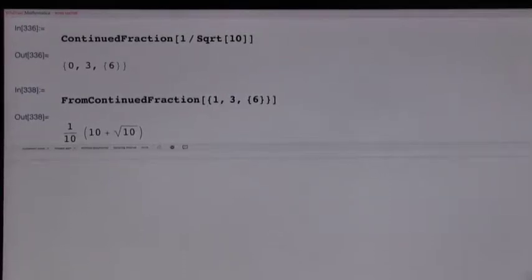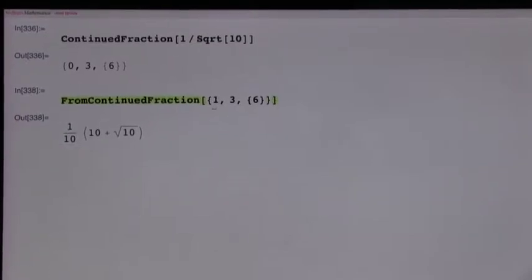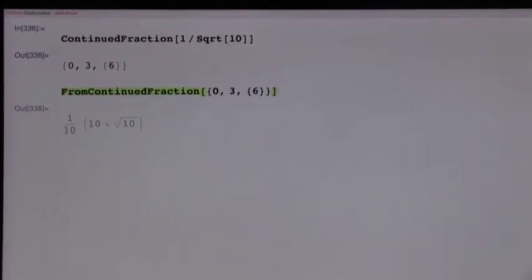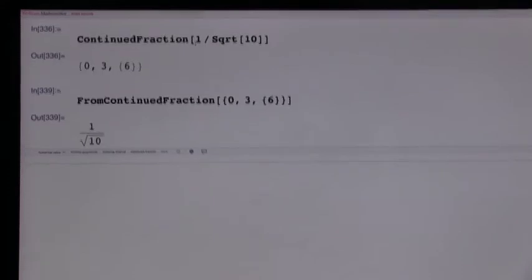Okay, so now we're upstairs at the computer, and you can see that when we do the Mathematica continued fraction for 1 plus 1 over square root of 10, it outputs 0, 3, and then 6 inside these braces. That means repeating. And when I do FromContinuedFraction, which is the reverse function, 0, 3, 6 repeating, it tells me that it's 1 over root 10. Okay? So the continued fraction for one of the cosines of our triangle is 0 plus 3 plus 6 repeating.